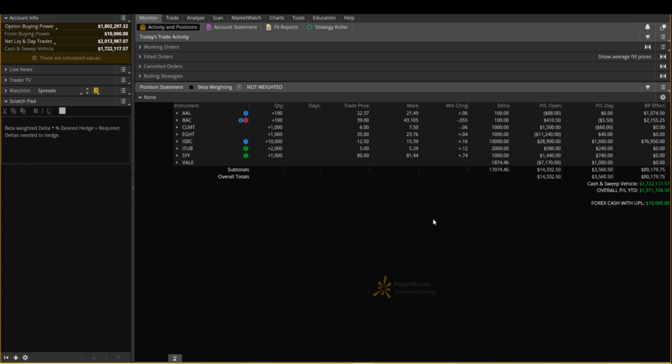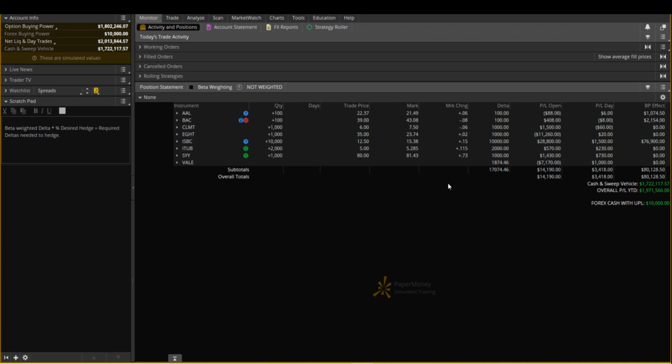If you do not have Thinkorswim, you can actually download the Thinkorswim platform and use the paper money trading application to track your trade. So if you're on Robinhood, you can download this. Last I checked, it's free. It doesn't cost anything. You can open up the paper money, put all your trades in, and then you can beta weight your account basically for free here.